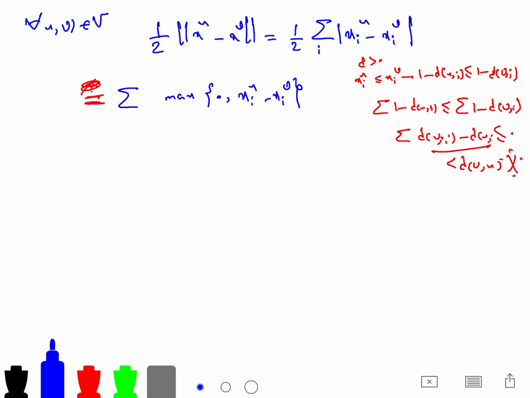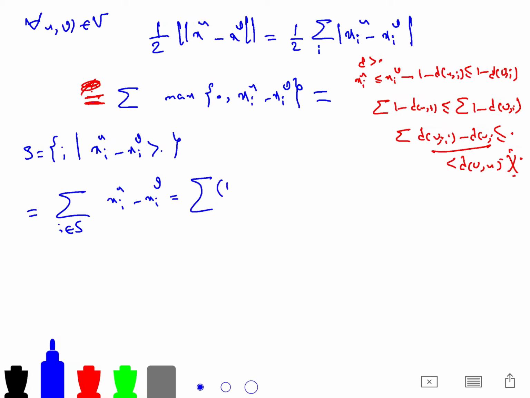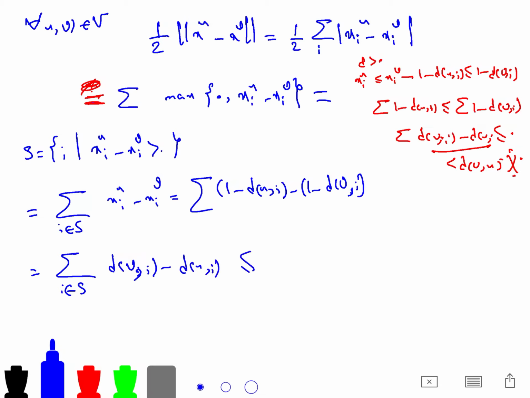And after that, we can say that if we define a set S such that x_iu minus x_iv is greater than 0, then this is equal to the sum over i in S of x_iu minus x_iv, which is equal to 1 minus d_ui minus 1 minus d_vi, and this is equal to the sum over i in S of d_vi minus d_ui, which is less than.